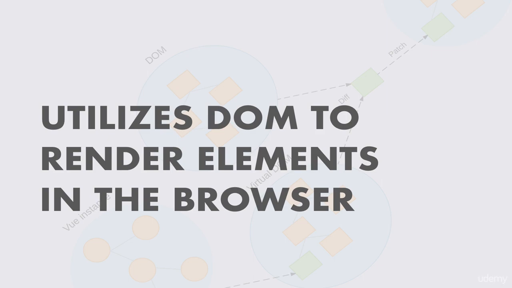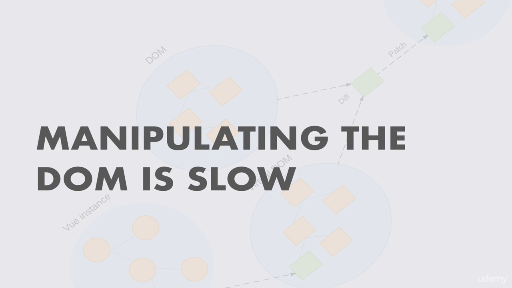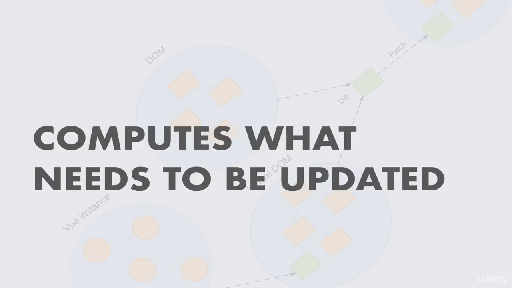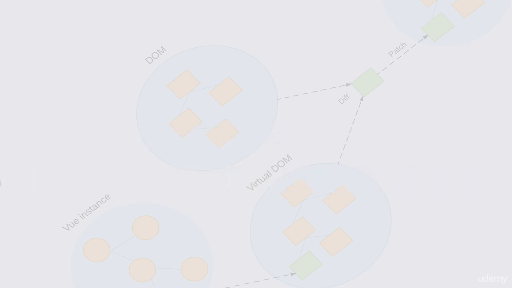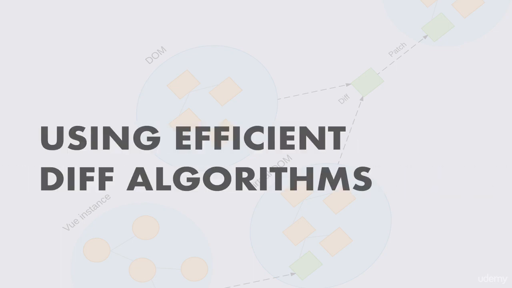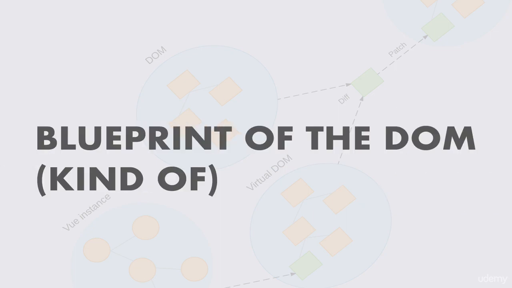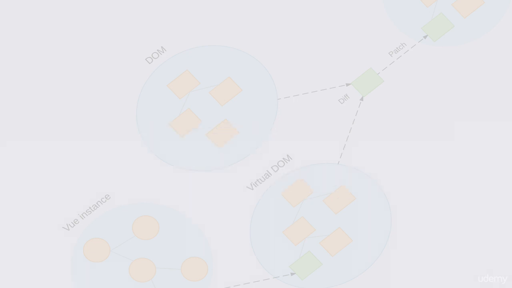It still utilizes the DOM to render elements in the browser, but it does so as little as possible, and it does so efficiently. Because working directly with the DOM is slow, the virtual DOM figures out exactly what needs to be updated in the real DOM when something changes and limits the number of times the DOM API is used. This is done by using efficient diff algorithms so that only the relevant parts of the DOM are updated. You can think of the virtual DOM as a blueprint which contains all the details needed to construct the DOM, but it's much faster to work with in memory.